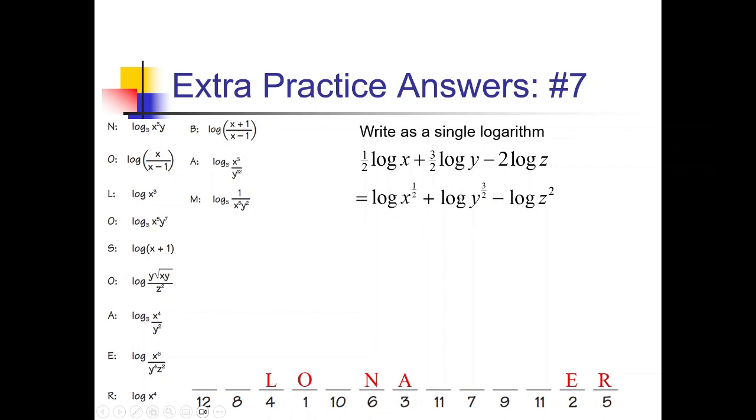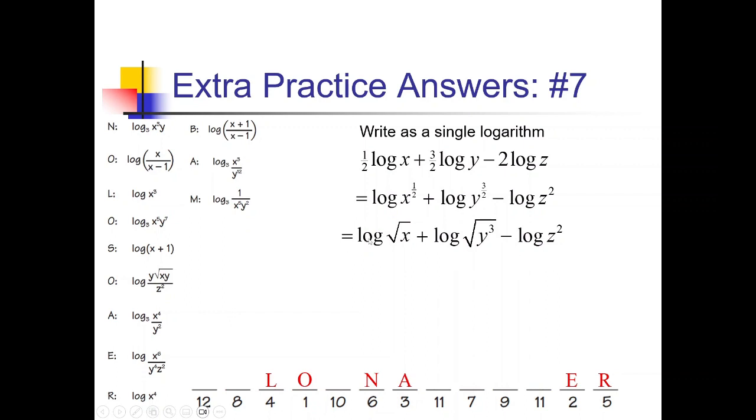All right, next thing I'm going to do to make these a little bit easier to combine, I'm going to take these halves sort of exponents and turn those into radicals. Dividing by 2 in the exponent is really the same as taking the square root. So this first one I'm going to call log of square root of x. This next one I'm going to have plus the log of square root of y cubed, since we have a 3 in the numerator of that exponent. And then this last one can stay the same.